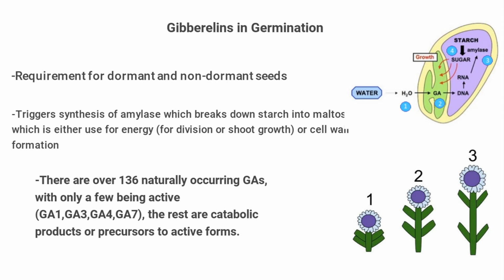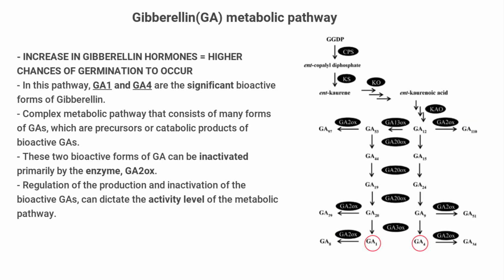One important thing to note is that there are over 136 naturally occurring GAs, but there are only a few that are considered bioactive. This consists of GA1, GA3, and GA7. One thing that you'll notice about the gibberellin metabolism chart is that there are many forms of GA. The important GAs in this metabolic pathway that will actually have an effect on the plant are the ones circled in red, GA1 and GA4. The rest of the GAs are precursor catabolic products.